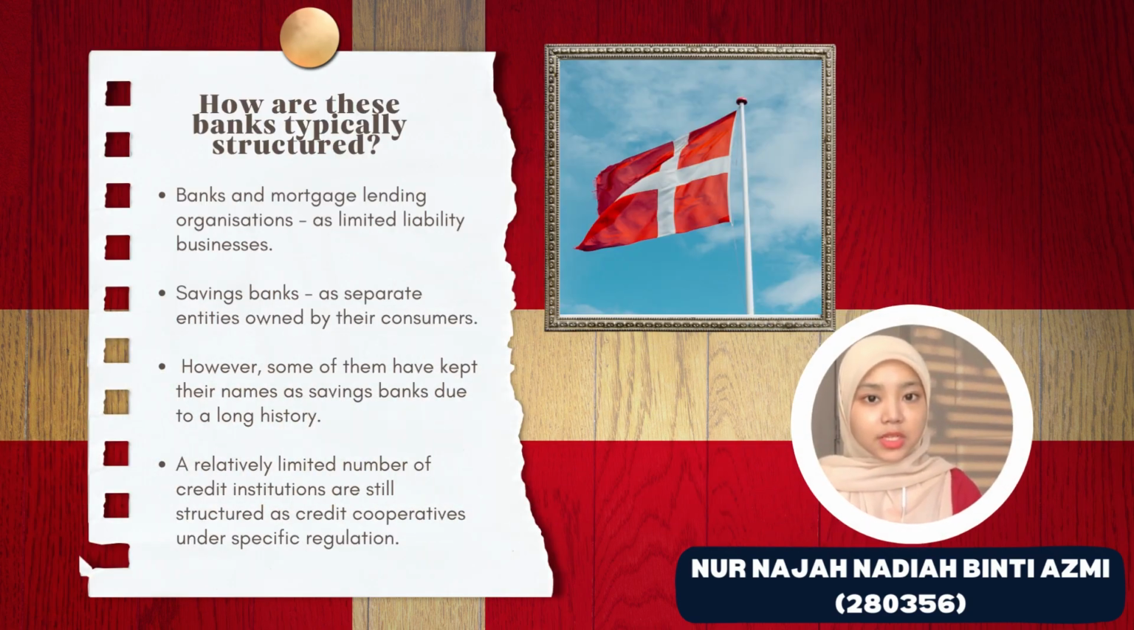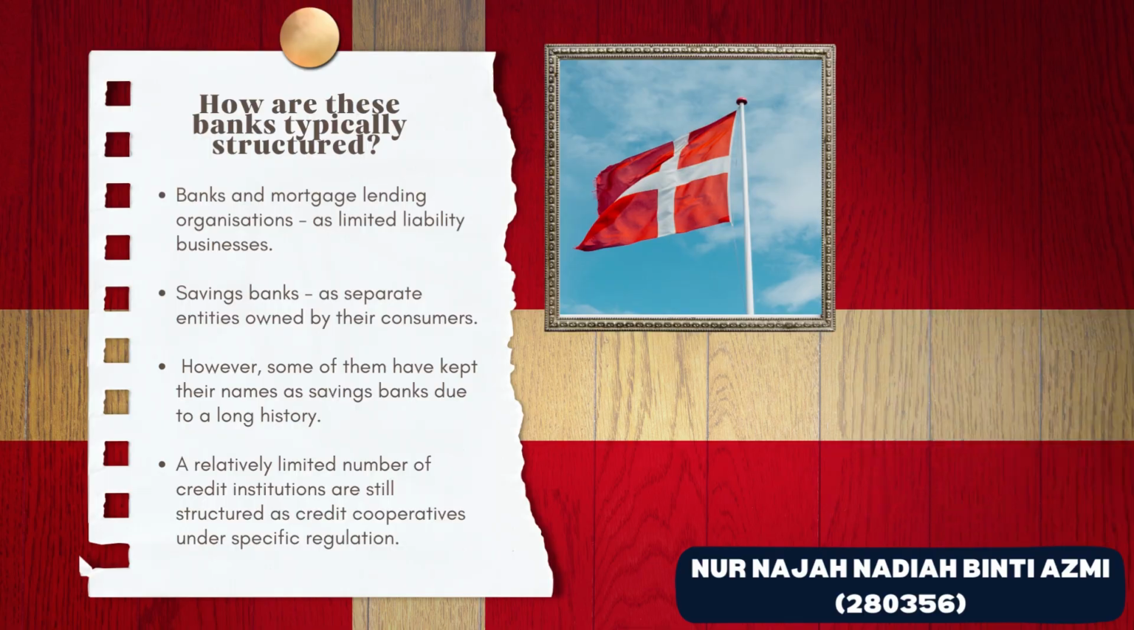Banks and mortgage lending organizations are set up as limited liability businesses. Saving banks have always been organized as separate entities owned by their consumers. Even though there are still a few conventional saving banks around, there has been a growing tendency for them to change their legal status to limited liability corporations. However, some of them have kept their names as saving banks due to a long history. A relatively limited number of credit institutions are still structured as credit cooperatives under specific regulation, and this will most certainly vanish over time as their governance and finance structures effectively restrict their size.